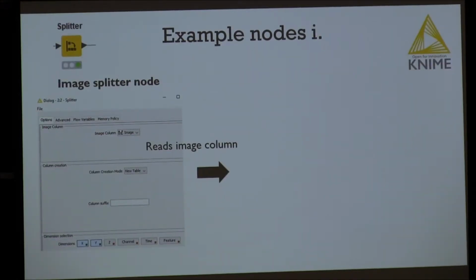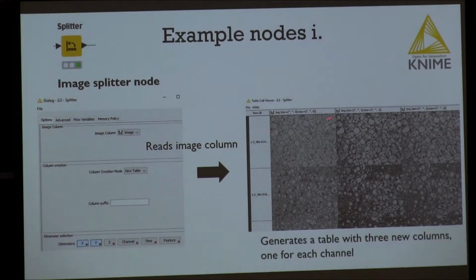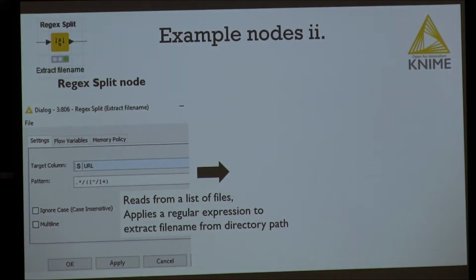So just a couple of examples of simple nodes. Say we have a splitter node. What this one will do in the context of image processing is it's going to read an image column, 1,000 images, and then it will run a simple function. In this case, it reads an image and then splits it into 3 different channels. Okay, simple node.